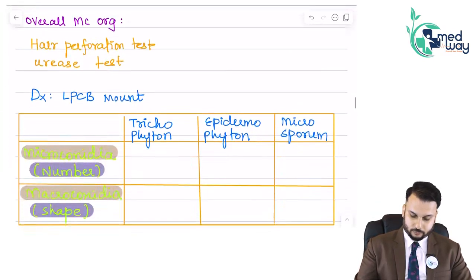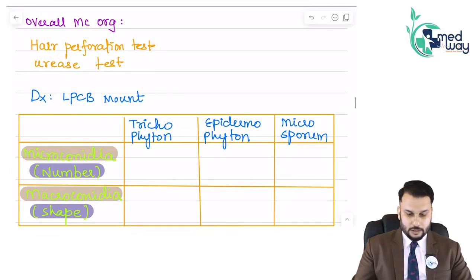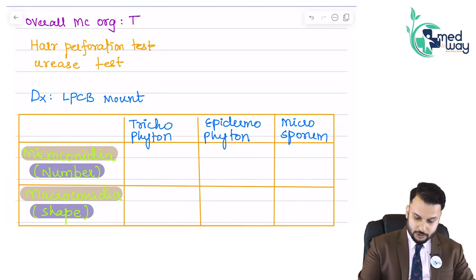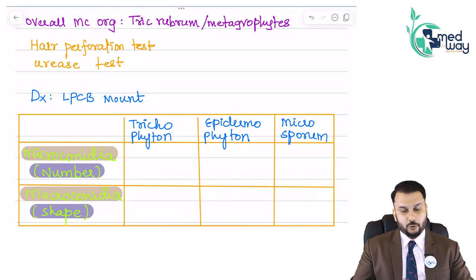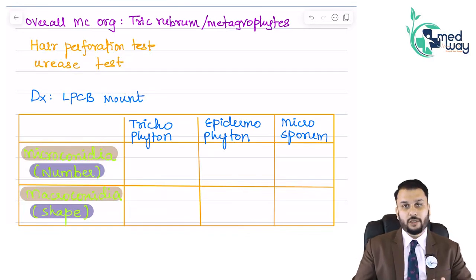Next, let's try and remember who are the most common organisms that cause these infections. It's not going to be any new names. They are the same names that we have just learned a while ago. So they're going to be Trichophyton rubrum or Mentagrophytes. Okay, obviously they're not the same. They're two different organisms. They are generally the organisms that end up causing these Tinea infections.